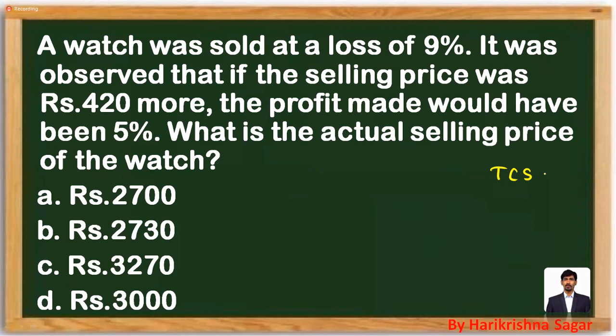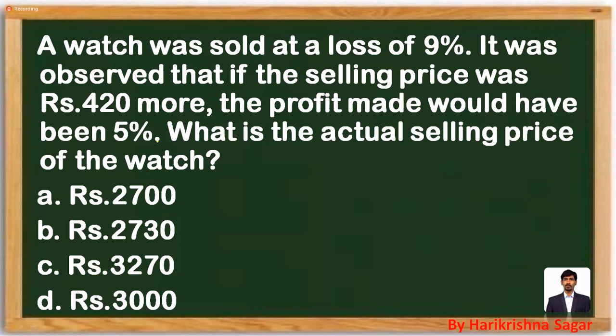So observe the question which is given in the previous TCS Ninja. So watch was sold at a loss of 9%. It was observed that the selling price was 420 rupees more if the profit had been 5%. What is the actual selling price? I have seen so many responses from the students. Some students are saying 3000, some students are saying 2700, some students are saying option B. So please observe carefully what is the given data. If you can understand the story properly, you can definitely make the answer choice easily.